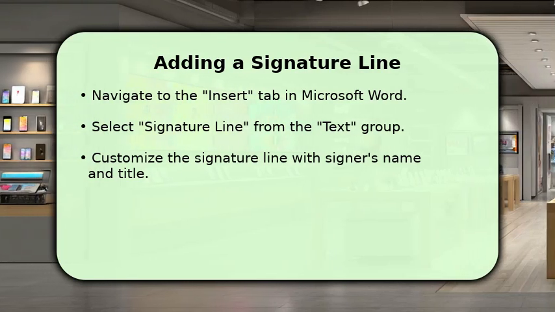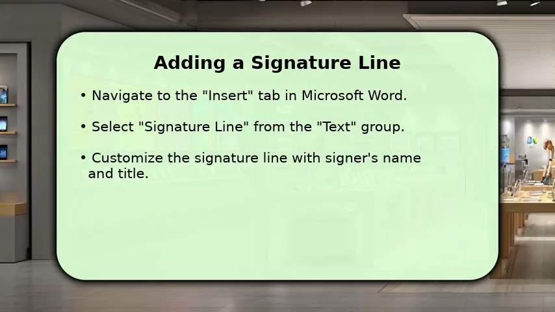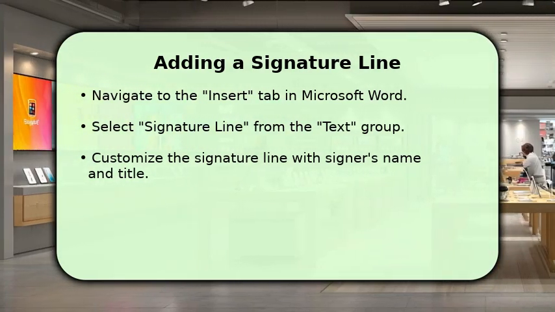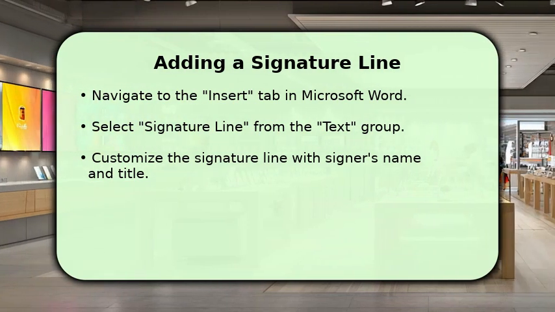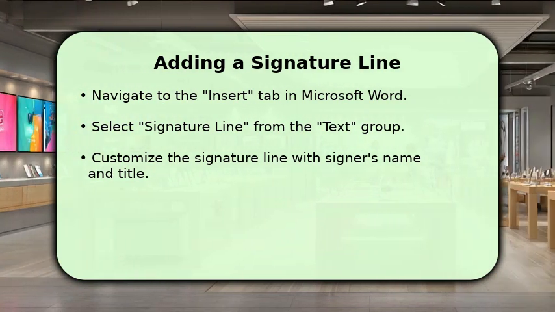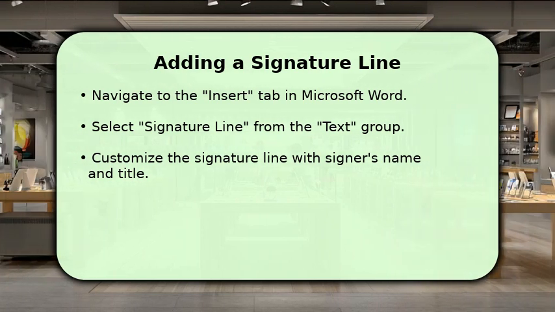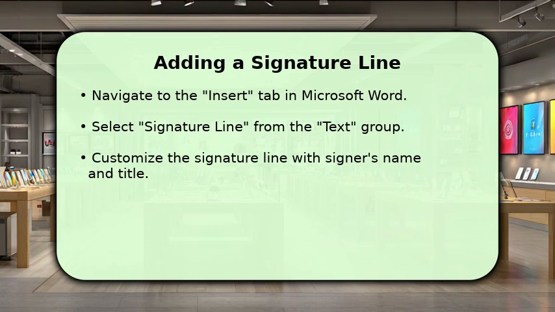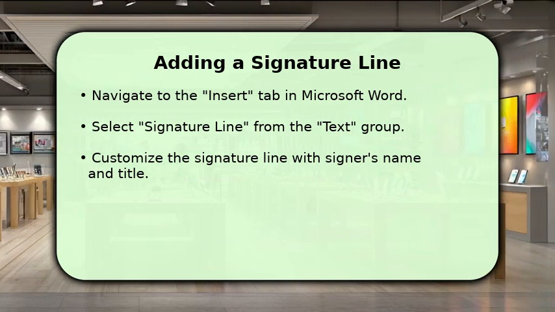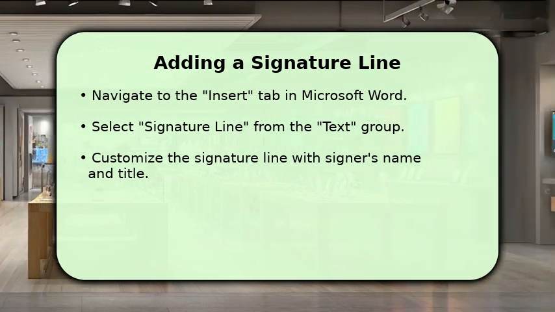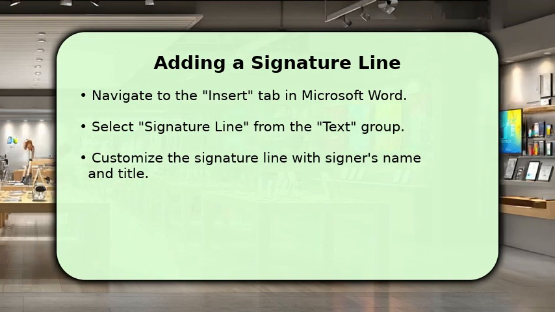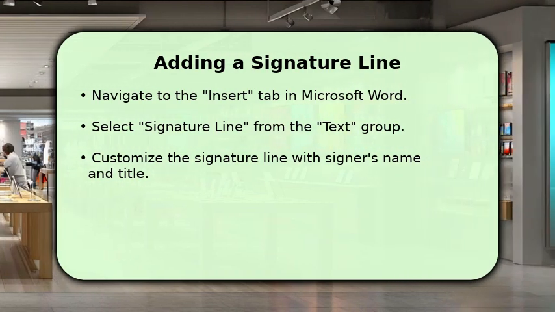To begin, open your Word document and navigate to the Insert tab located at the top of your screen. Look for the text group, and there you'll find the signature line option. Click on it to open a dialog box where you can customize details like the suggested signer's name, title, and email address. This ensures your signature line is professional and clearly indicates who needs to sign.